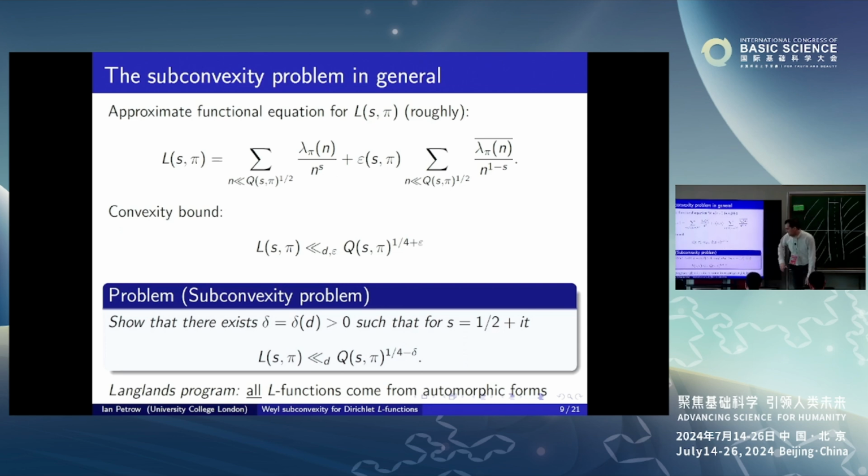And so the subconvexity problem in general is to show that there exists some exponent delta such that this L-function is bounded by something a bit less than 1/4.